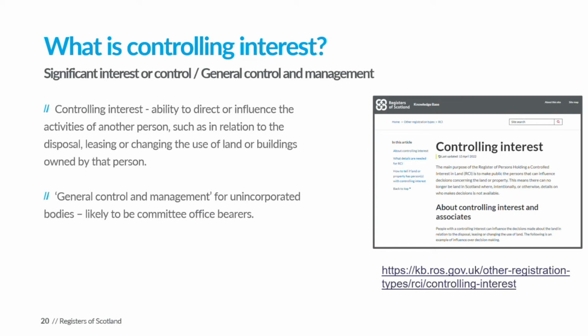The organisation owns the land on behalf of their stakeholders, or in the case of a church, people within the church structure. For example, the owner of a property, in RCI referred to as the recorded person, wishes to sell or lease the land. There may be others who can influence these high-level decisions and direct the activities of the owner, even though they do not own the land, and the owner would be required to take their influence into account. As mentioned, in RCI, the person who has significant influence or control over decisions is known as an associate. Just to flag here that for unincorporated bodies specifically, rather than controlling interests, it is general control and management, and these tend to be office bearers.